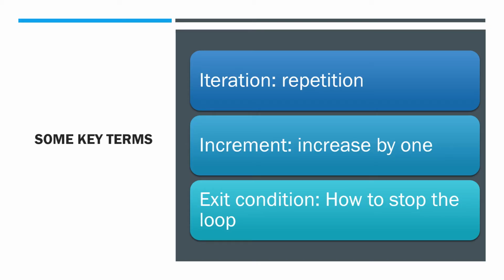So let's look at some key terms that we'll use when we're working with loops. Each repetition of a loop can also be called an iteration, and this word is quite often used in computer science. When we increase a value, typically this happens inside a loop, we say that we increment the value. We can increment by any number, but if we don't say what the number is, we're usually incrementing by 1. And every loop is controlled by an exit condition, and the exit condition tells us how the loop stops.